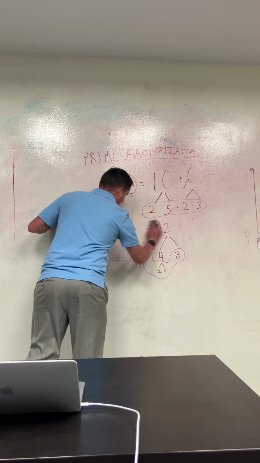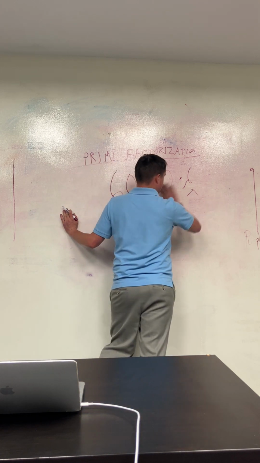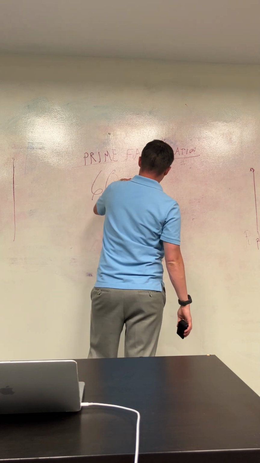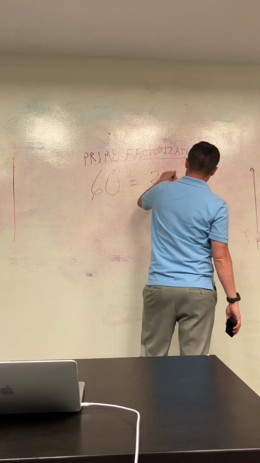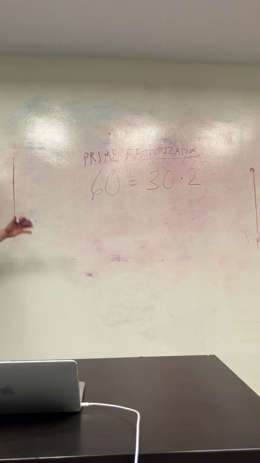Let's do it one more way. 60 is fun because everything wants to divide into 60. Let's do 60, and then why don't you start it this way this time? 30 times 2, and then try to factor. This one's going to take a lot of branches.